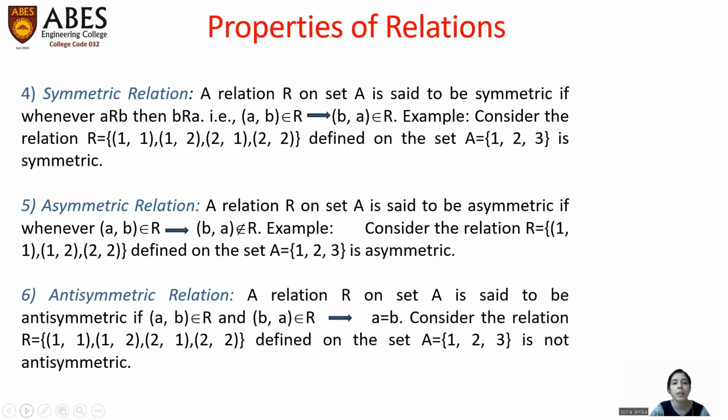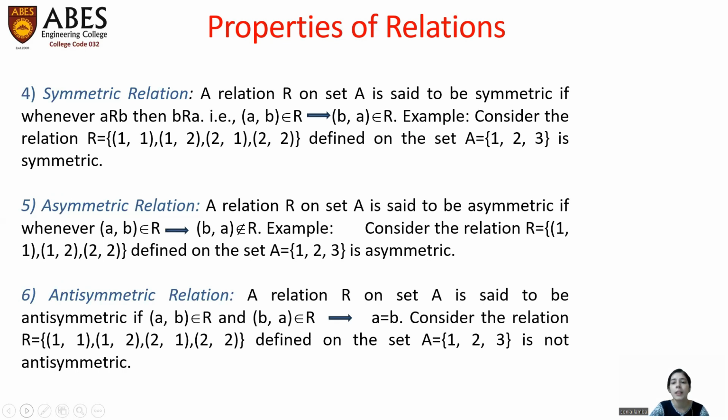Next we have the symmetric relation. A relation R, which is defined on the set A, is said to be a symmetric relation if whenever the ordered pair (a, b) is in the relation, then (b, a) must belong to the relation. If this property is satisfied, then only we say that the relation is symmetric. For the ordered pair (a, b), (b, a) must belong to the relation R.